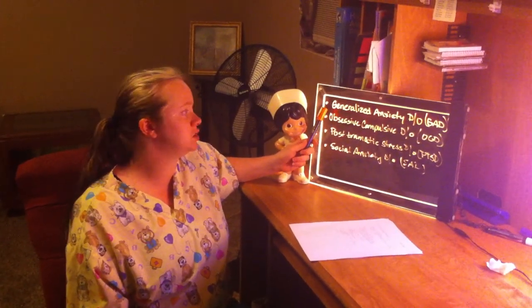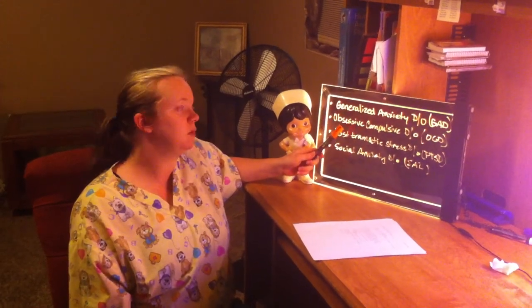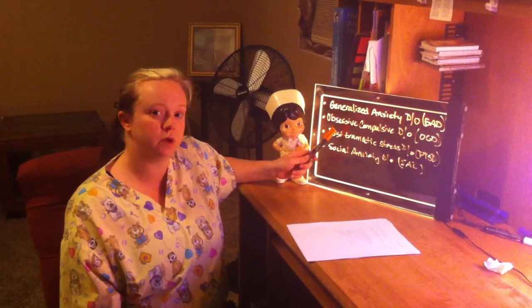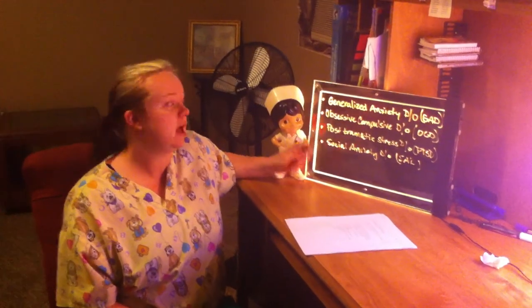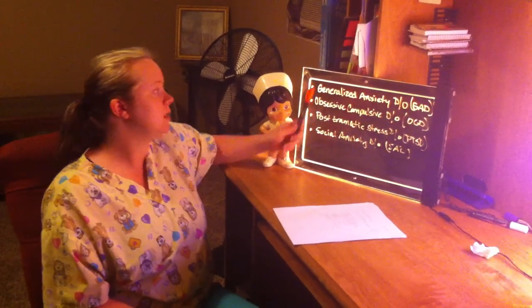The first one is generalized anxiety disorder, also known as GAD. The second one is obsessive compulsive disorder, also known as OCD. The third one is post-traumatic stress disorder, also known as PTSD. And the fourth one is social anxiety disorder, also known as SAD. As I go through these disorders, I'm going to explain treatments and teaching with each one of them.